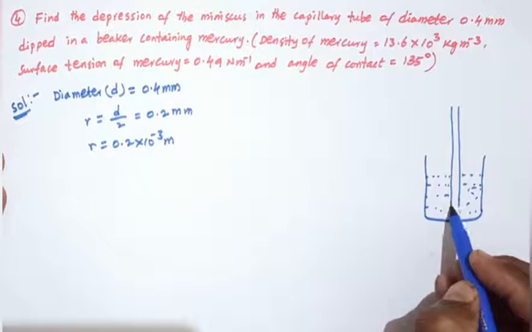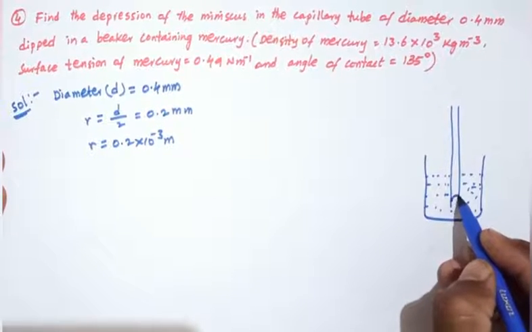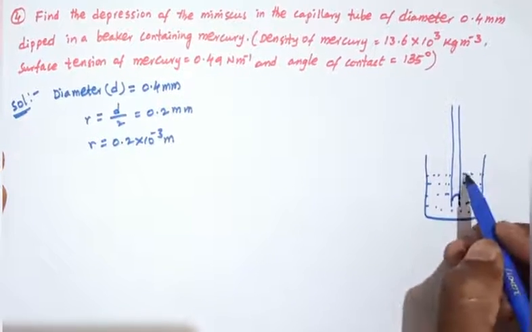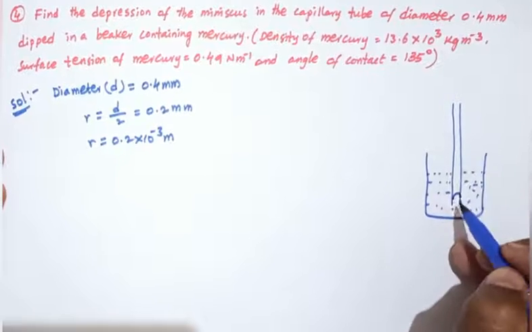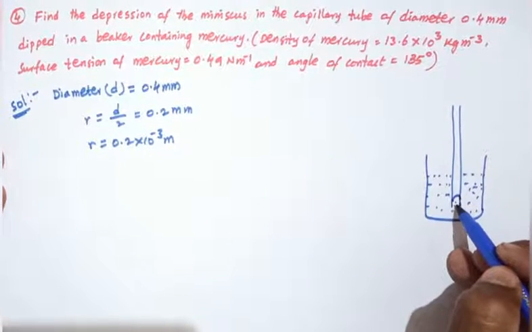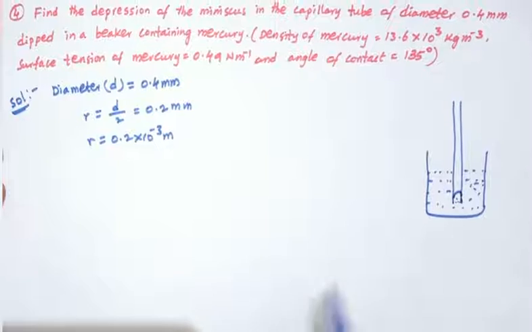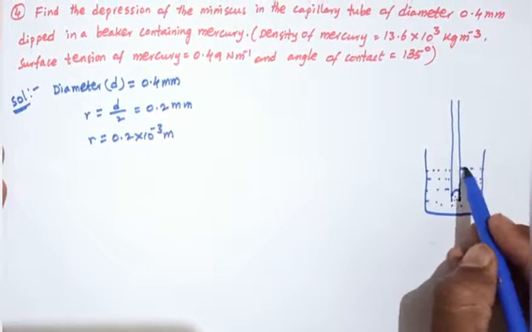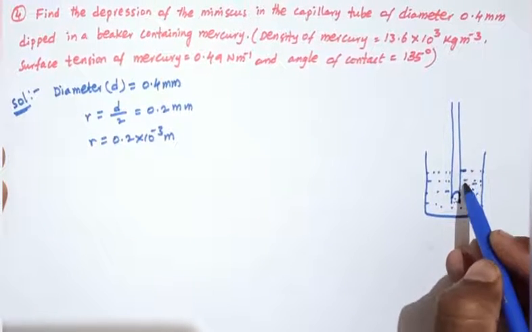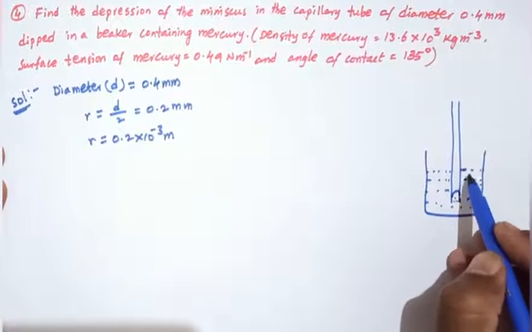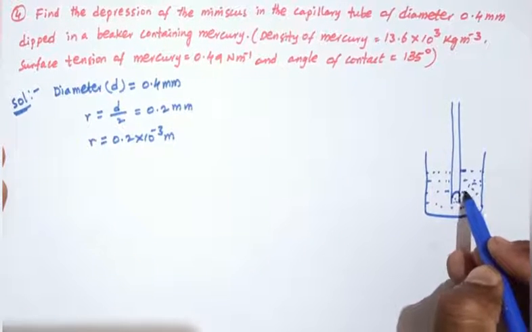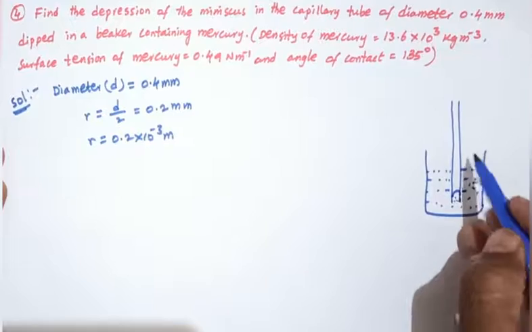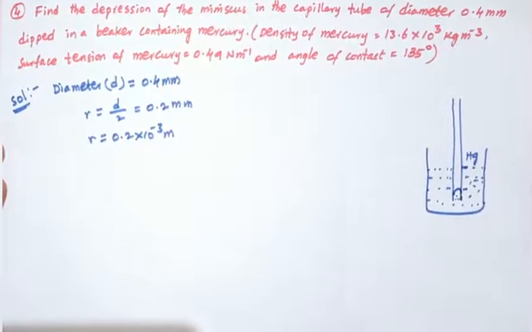Okay, here it is dipped. The height will decrease, it falls. So what is the depression? Depression is nothing but the dipping height from the surface of the mercury, so it is mercury.